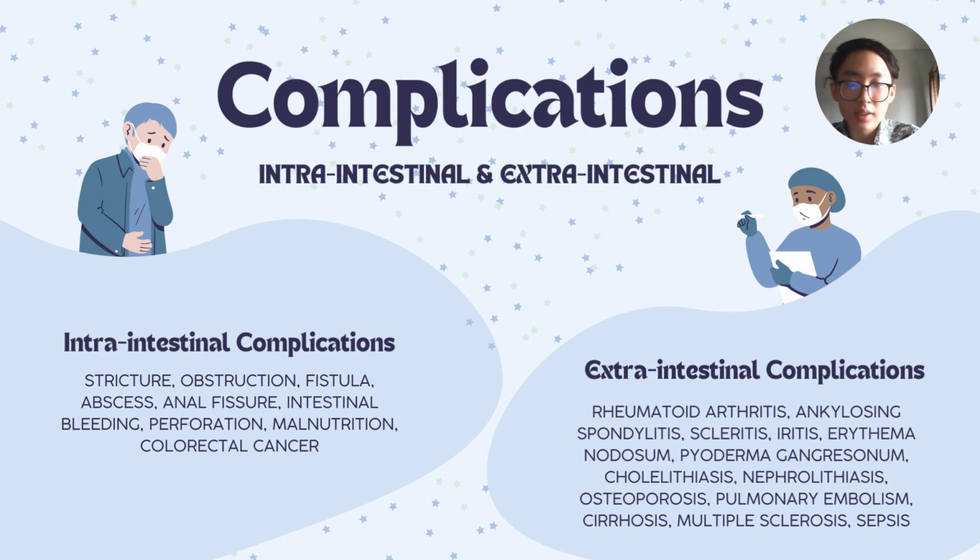Intraintestinal complications, which are complications within the intestines, can range from strictures that can lead to obstruction, fistula, and then abscess, anal fissure, intestinal bleeding, which is a common complication for Crohn's disease patients, and then perforations, malnutrition, and then a severe complication, which is colorectal cancer.